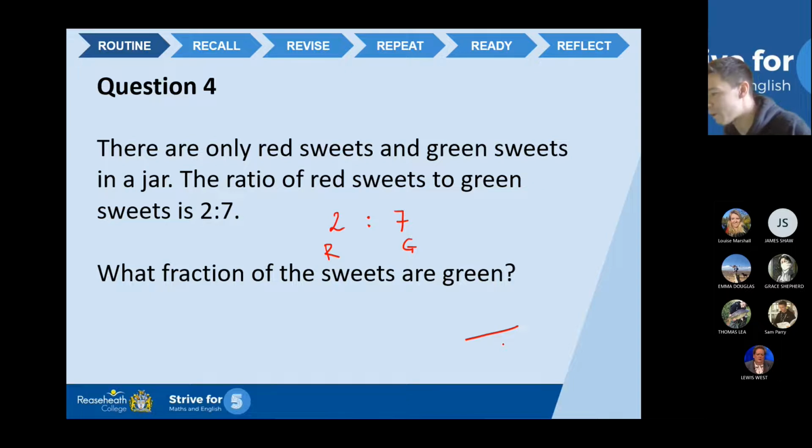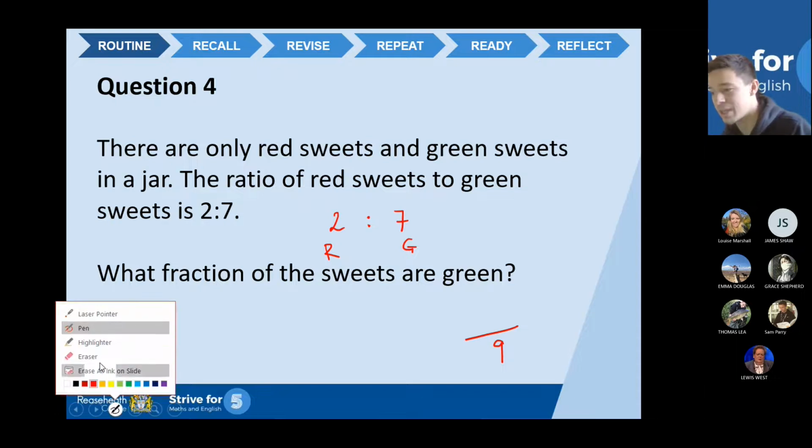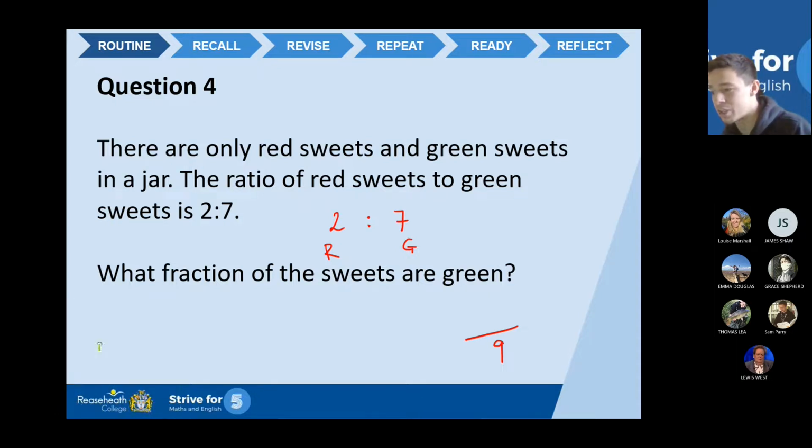So the bottom of my fraction is going to be 9. It's going to be out of 9. Now it says, what fraction of the sweets are green? Now, this is why it's quite good sometimes to label the ratio. Can you see I put a little g there? So I know green is the 7. So I know there's 7 out of the 9, or 7/9, sorry, of the jar are green sweets, okay?